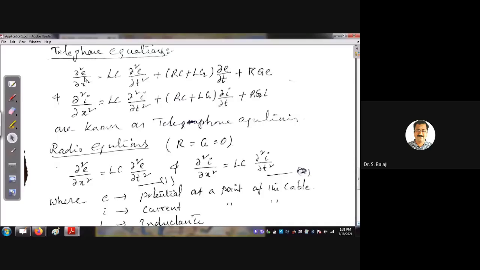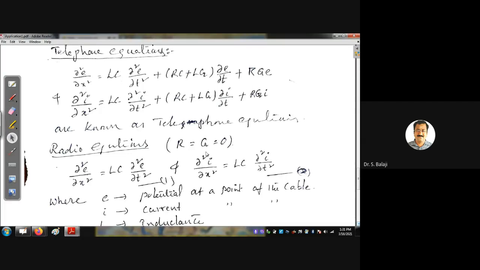Here you are seeing partial derivatives of rho or V in terms of x comma t. Similarly, the current I equation is also given here. Together these two equations form the telephone equations. Del square I by del x square equals LC del square I by del t square plus RC plus LG del I by del t plus RG I. This is RG rho or RG V.